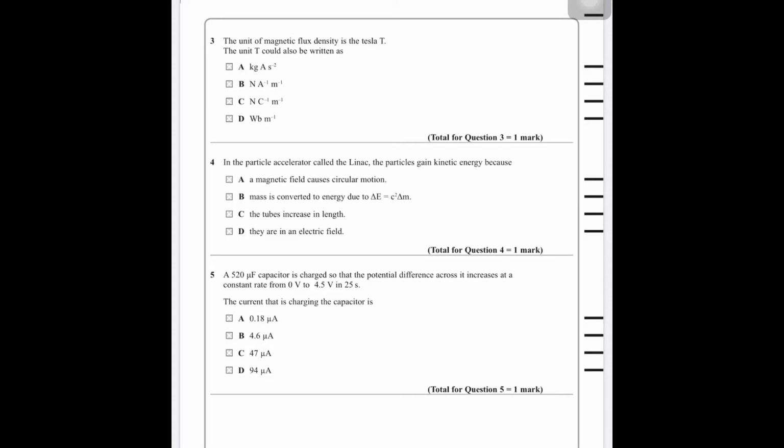C, the tube increases in length. Yes, C is the correct information, but it is not responsible for the gain in kinetic energy. It is there to keep the alternating PD constant. So the answer will be D, since it is accelerated by the electric field, of course.